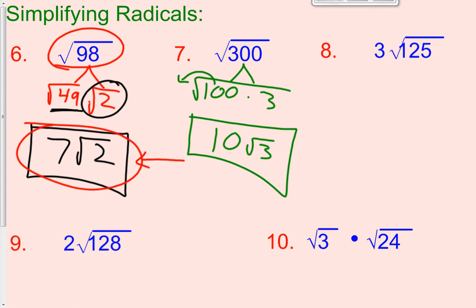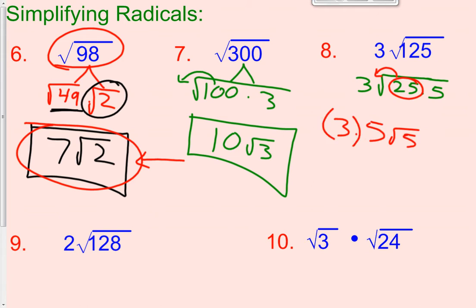We keep on practicing. I have 3 multiplied by the square root of 125, which is the same thing as 25 times 5. I can't take the square root of 125, but I can take the square root of 25. So this comes outside, so now I have 3 times 5 square root 5. And this 3 times 5 is the same thing as 15. So my answer is 15 square root 5.